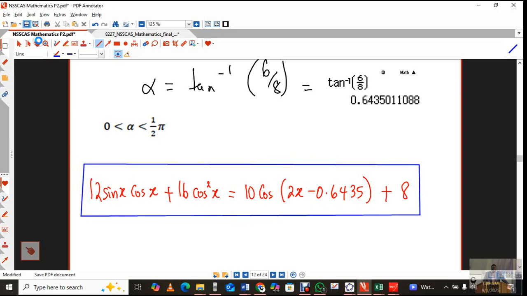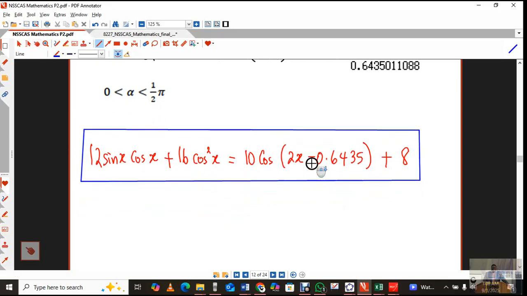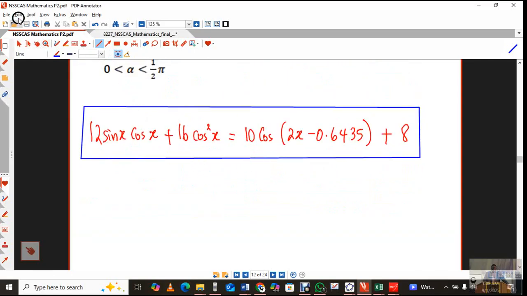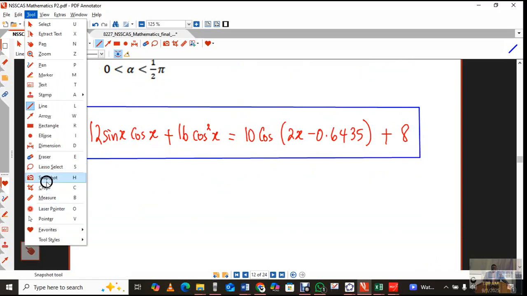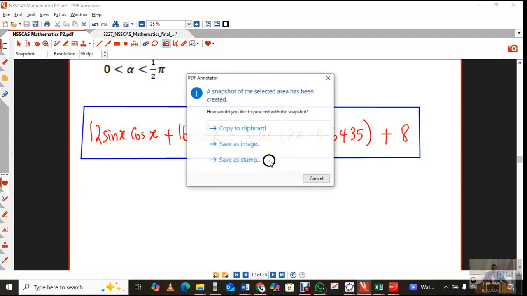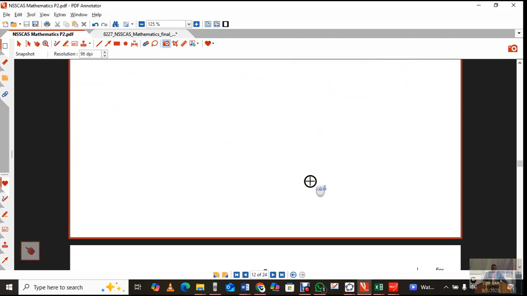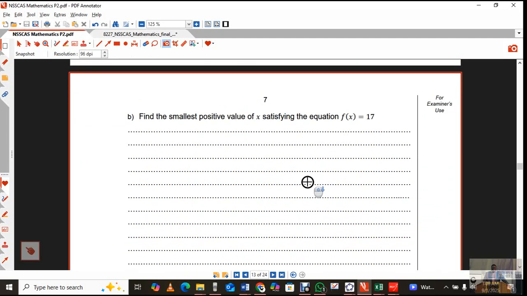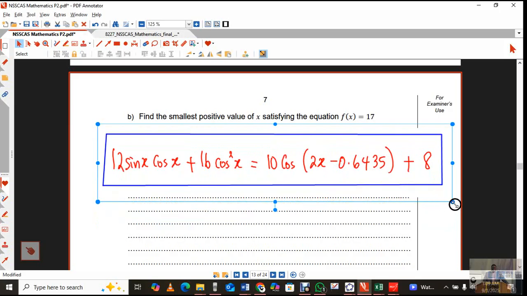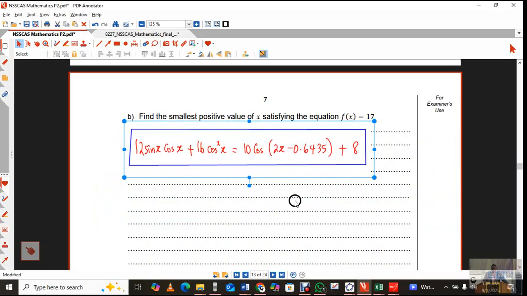Right, that was quite a handful for that question. Right, now I will definitely need this perhaps in other questions, so let me just go ahead and take a snapshot of it. So I'm just going to take all of this because I might be required to use it. They say find the smallest possible value of x for which f of x is equal to 17.